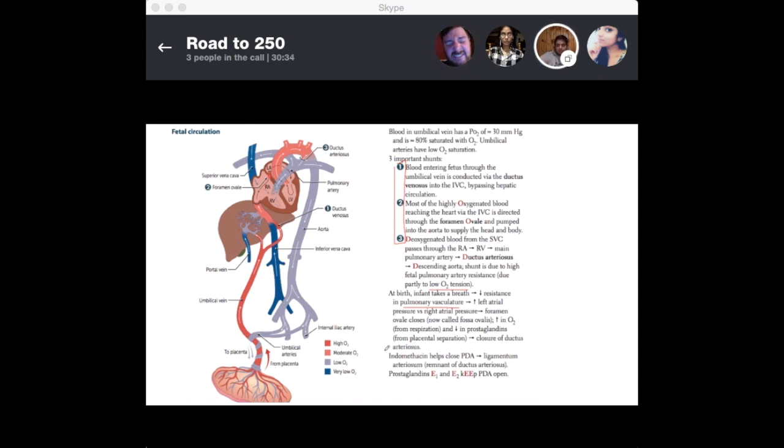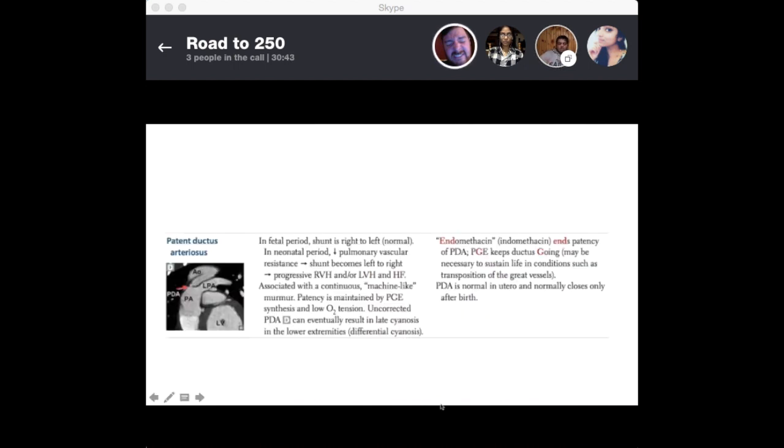And obviously, indomethacin is a drug that we're going to talk about today, and then there's another drug that's a prostaglandin E1 agonist. Okay, so this is directly from First Aid.